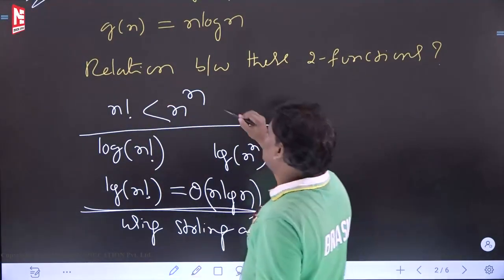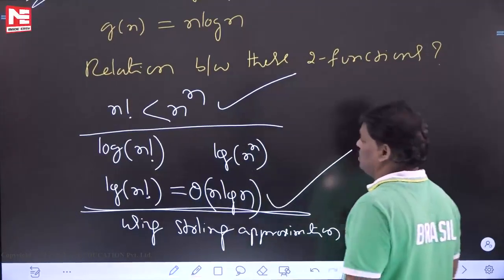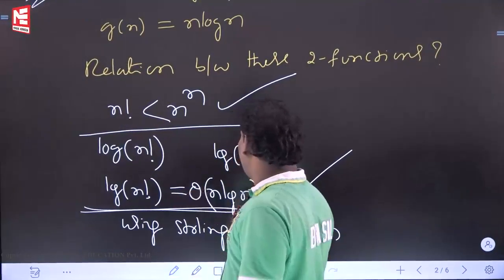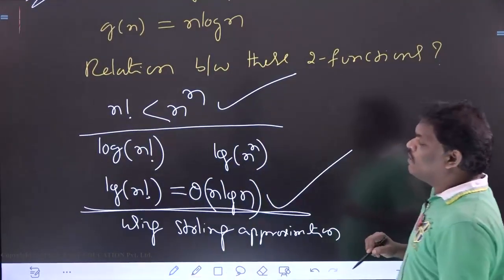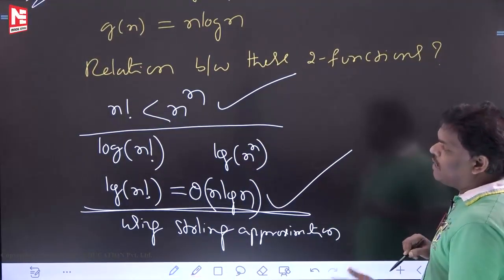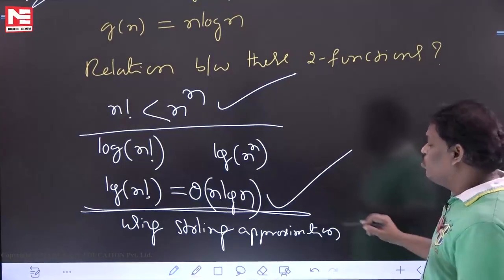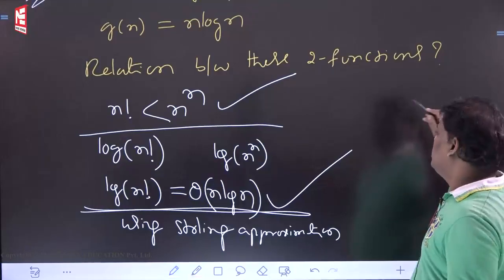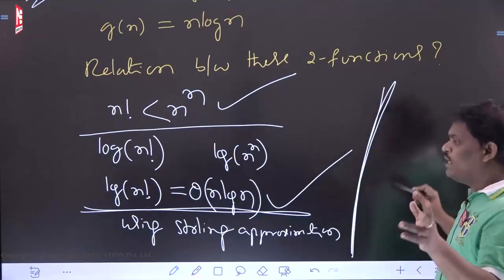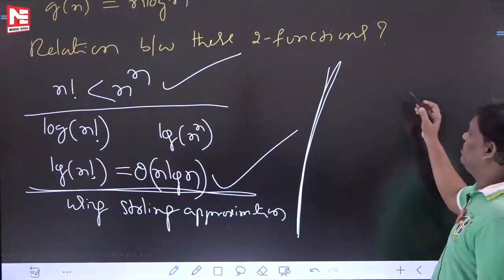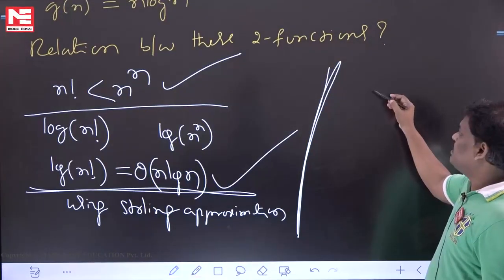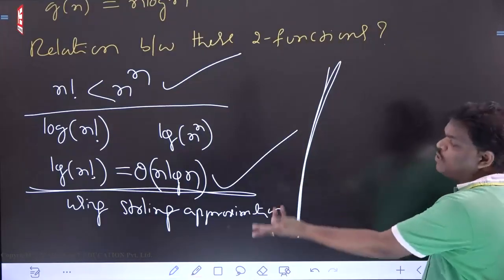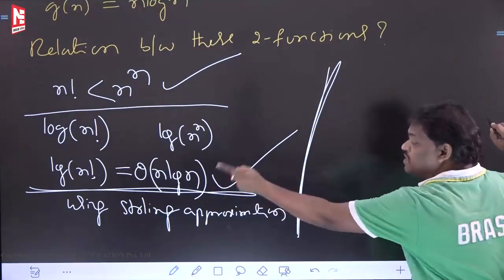Before applying log, this is the relation. After applying log, this is the relation. I applied log on both sides, then both became equal. Some people are asking, before applying log it is less than, so after applying log how can it be equal? Using Stirling approximation, for these two functions, it is possible. Some people are asking, sir, can you give one more small example? I am giving one more example of how this is possible.